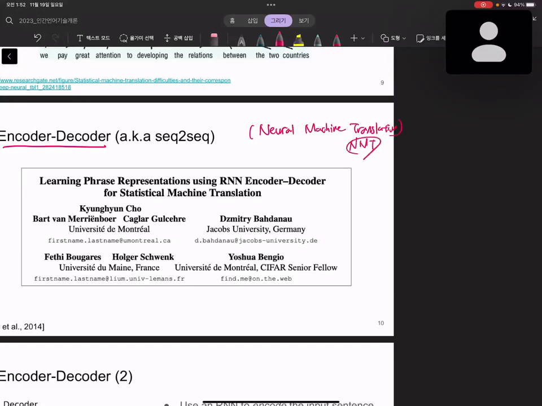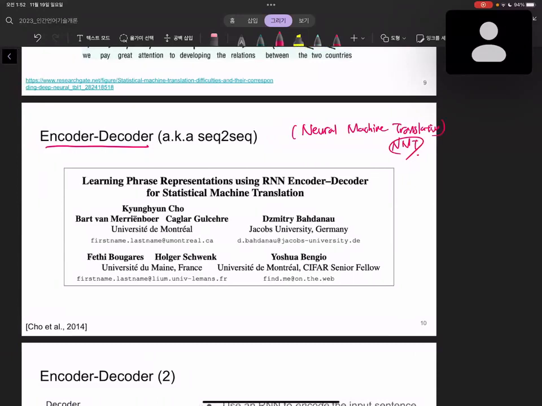NMT. So this is the paper introduced in 2014 by Professor Shaw. At this time, he was a postdoc, I think. But anyway, this is the first time to use encoder-decoder architecture for machine translation. And this is also called sequence-to-sequence.